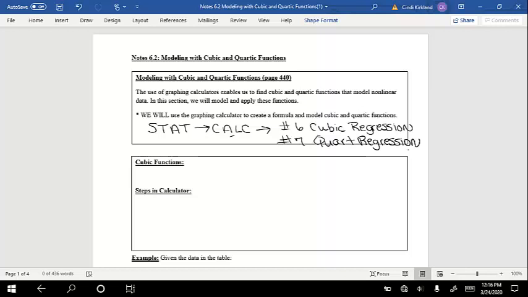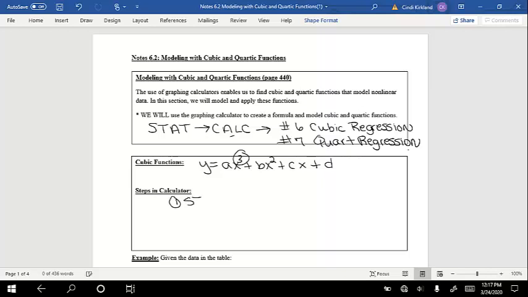An example of a cubic function looks like this. y equals ax cubed plus bx squared plus cx plus d. So the highest degree is a 3. I'm going to write down the specific steps in your calculator so that you'll have it in your notes. So make sure that you print out your notes for section 6.2 and write along as we go.